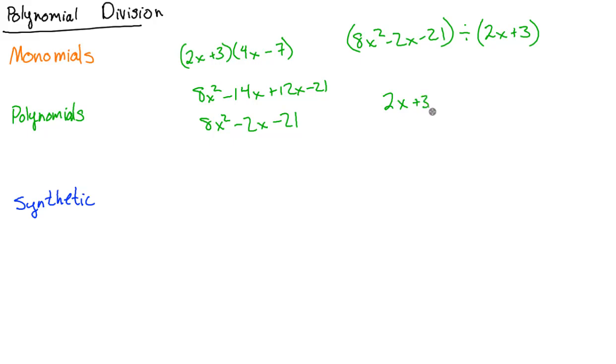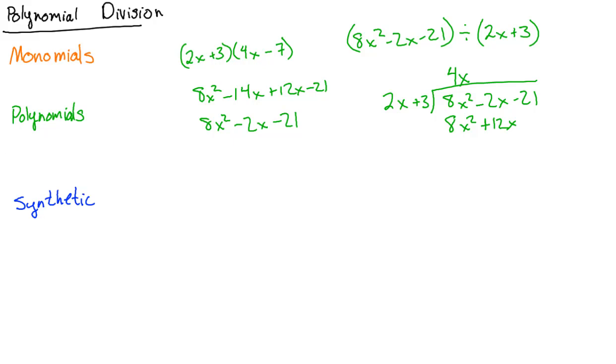2x plus 3 into 8x squared minus 2x minus 21. And remember how we did it. We're going to go into it from the left to the right and see how many times this goes into that, and then subtract. So 2x goes into 8x squared 4x times. You'll notice that's where that 4x comes. So now we multiply this whole thing. 4x times this whole thing gives us 8x squared plus 12x.